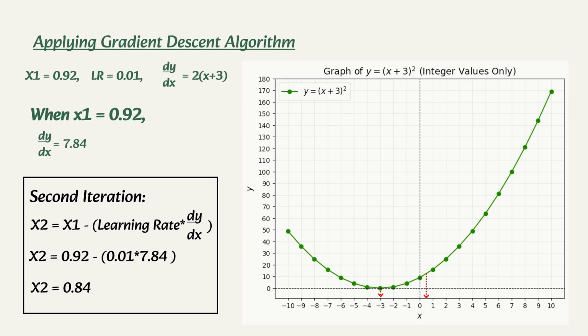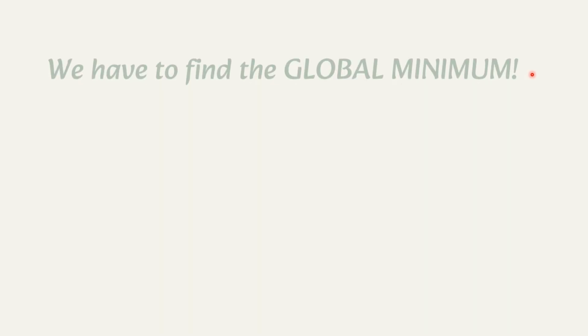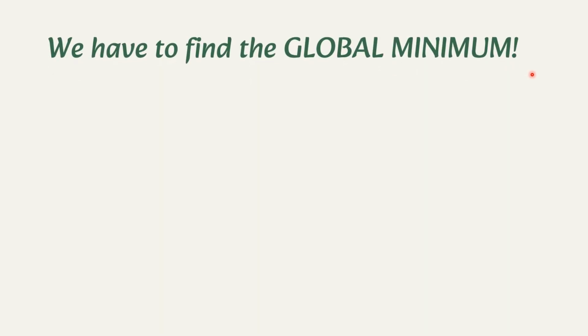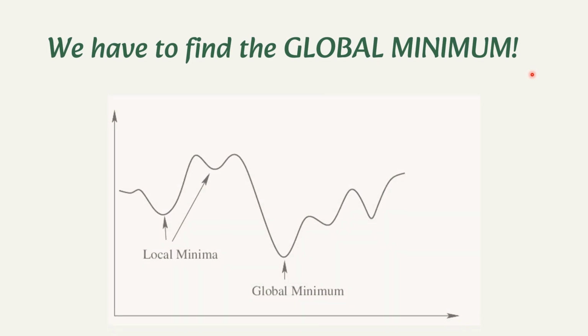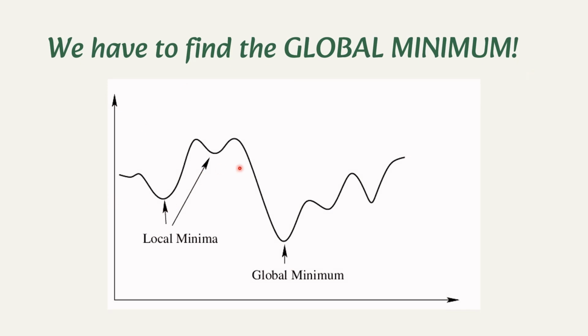Okay, we have to repeat this process until we reach the minimum value of the function. Here, the minimum value is -3. We have to find the global minimum. Our ultimate goal is to find the global minimum. That's the lowest point of the curve. But look at this diagram. It has several minimum points.